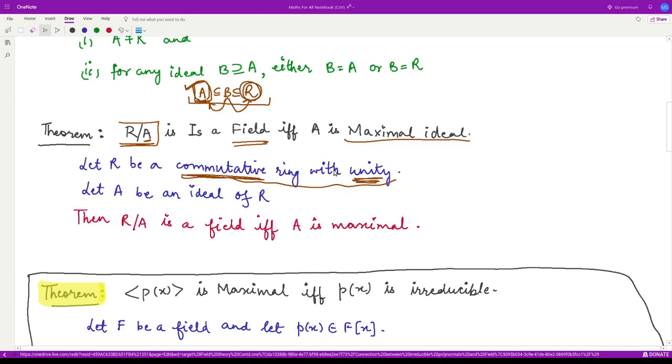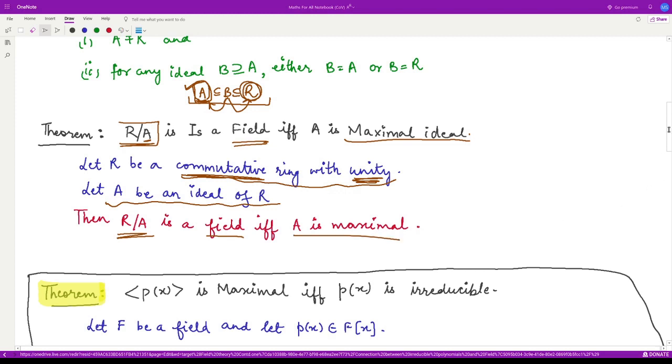So we say that it does not have the inverse property, right? So R is a commutative ring with unity, and A is any ideal of this ring R. Then the quotient ring R by A is a field if and only if A is maximal.